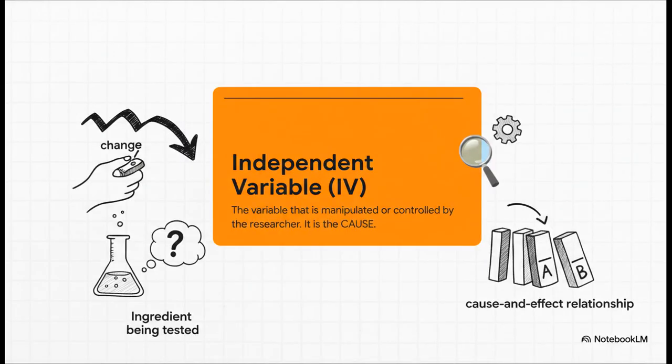Okay, now these variables, they basically come in two main flavors. First up, we've got the independent variable, or IV for short. This is the one the researcher actually changes or controls. Just think of it as the cause in a cause and effect relationship. It's the ingredient they're intentionally testing.